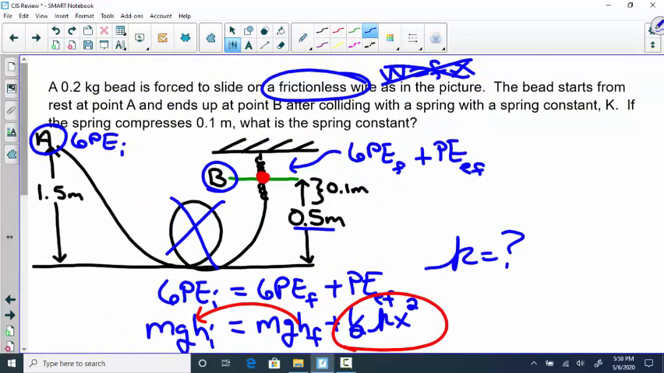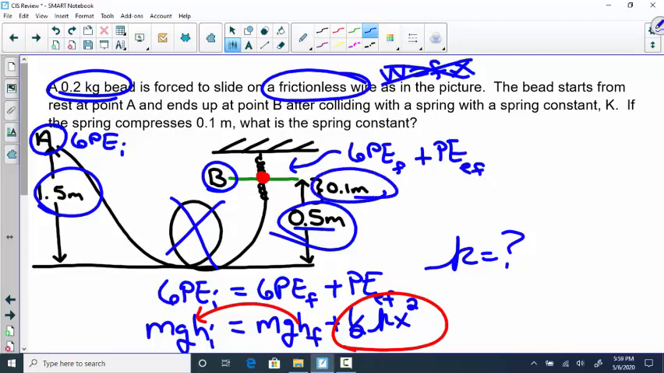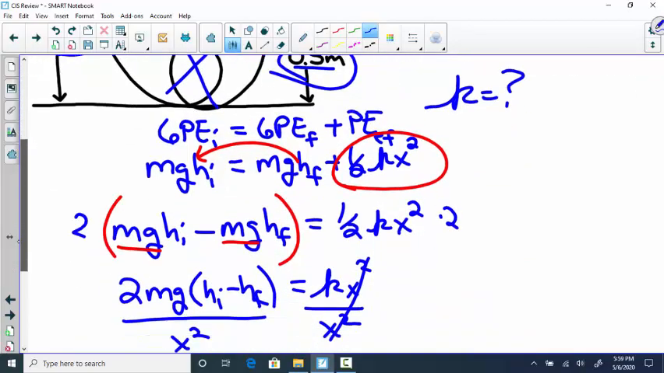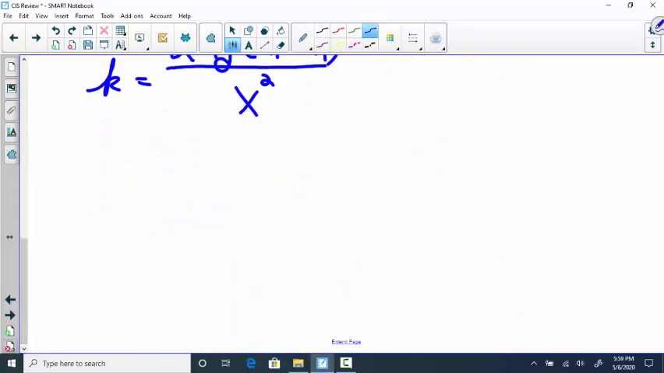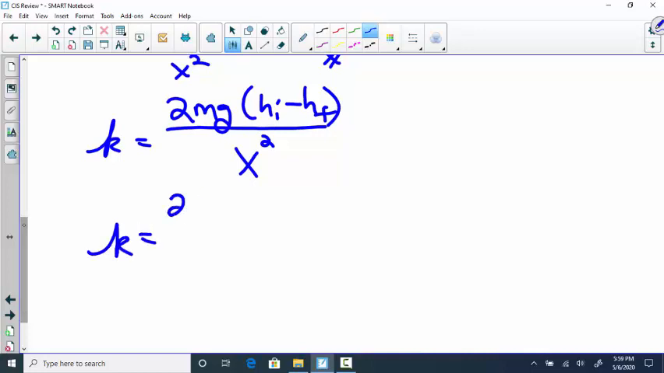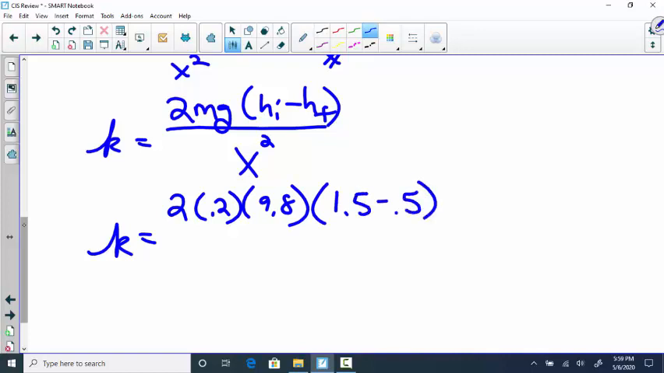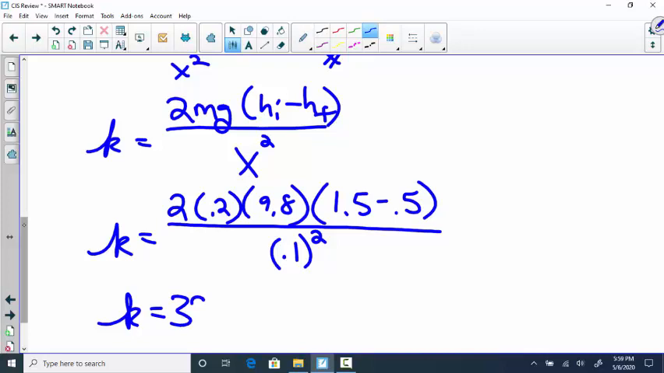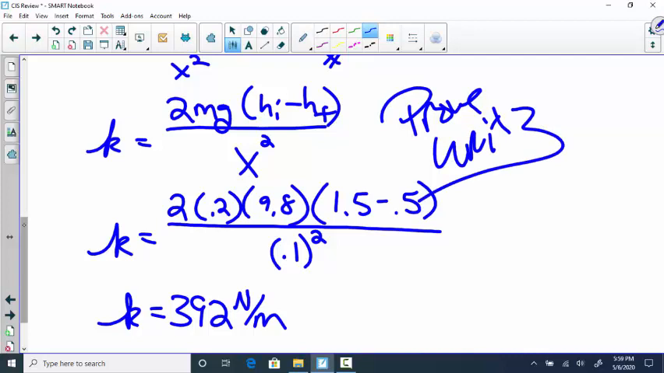And essentially you know everything, okay? In the problem, we're given the mass, so we know that. We're given h1 right there, h2 right there, and the distance the spring is compressed right there. So I can substitute everything into this equation, and it should be fairly simple to solve. So 2 times 0.2 times 9.8 times 1.5 minus 0.5 all over 0.1 squared. And if you do all that, your spring constant should come out to be 392 newtons per meter. Can you prove units? Okay, that's that problem.